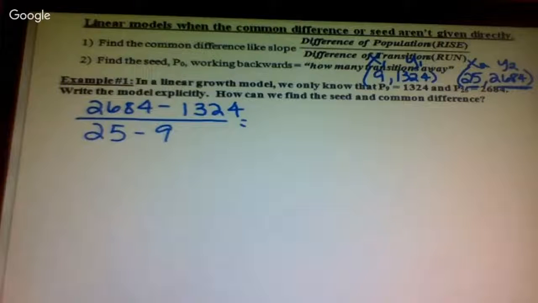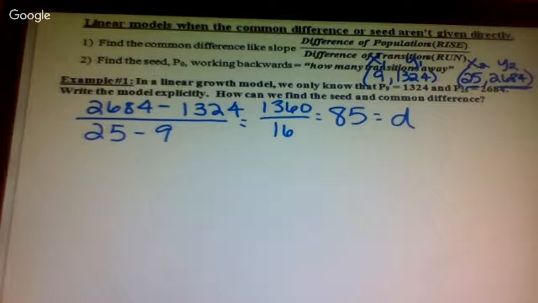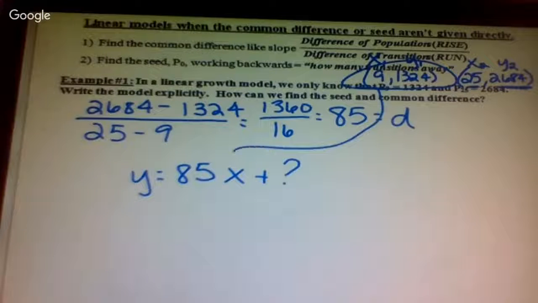So you get 1360 divided by 16, which gives us what for a common difference? 1360 divided by 16 is 85. Chris, this is where I was talking about that you really want to do the plug-in thing here. So we've got y equals 85x plus, we don't know what my initial value is here. But I can take one of these points and plug it in to get the answer.